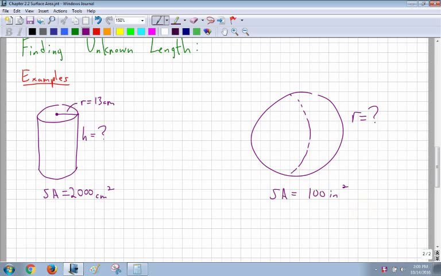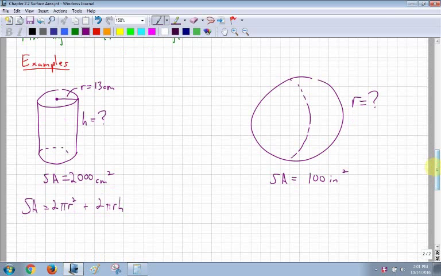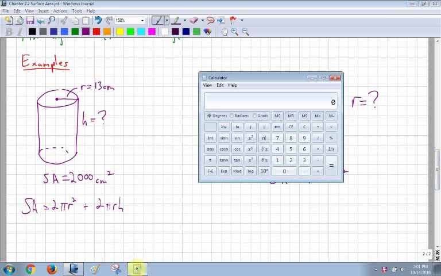Okay, so I'm going to fix the issue that I had in the last video with this example here. The problem was that when you have the surface area, and because I made it the question, the surface area is equal to 2 pi r squared, which is the top and the bottom circle, plus 2 pi r h, which is essentially the area around the outside.